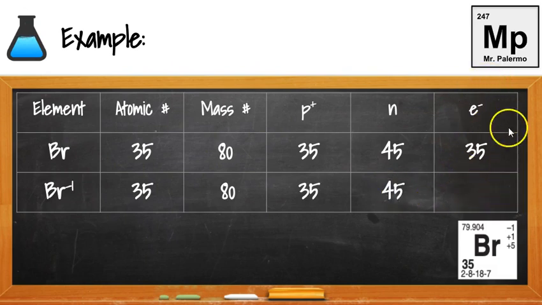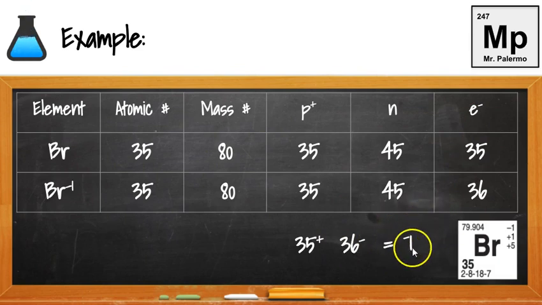So we know it's only the electrons that are changing in an ion. In this case, -1 means we have one extra negative charge. We've added one extra electron. So instead of 35, we have 36. And so we look at the number of protons, which is 35 positive charges, and the number of electrons, which is going to be 36 negative charges. Overall, we have one extra negative charge, which is indicated on the ion symbol.